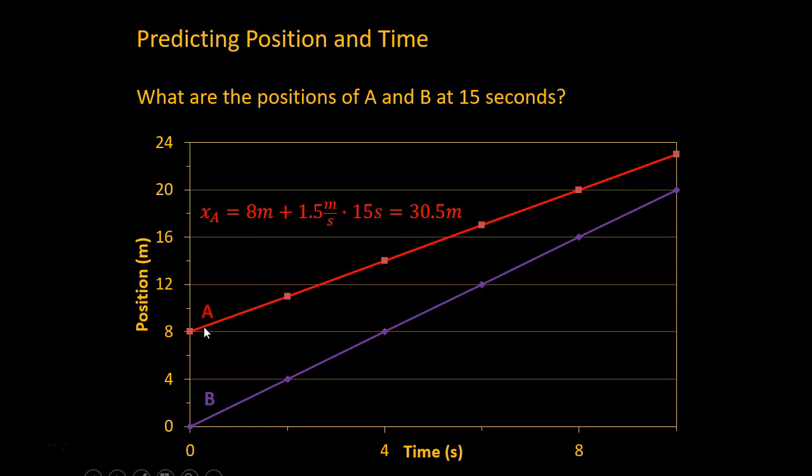And then, if we notice the slope of this line, in 4 seconds, the object A went from 8 meters to 14 meters. Well, that's a total of 6 meters displacement in 4 seconds. Well, that's a slope of 1.5 meters per second, or its velocity. So if we know it's moving 1.5 meters every second, and it's moving for 15 seconds, if we multiply those two, it'll tell us that the object has moved 22.5 meters.